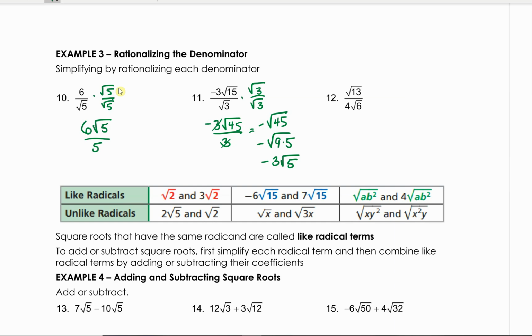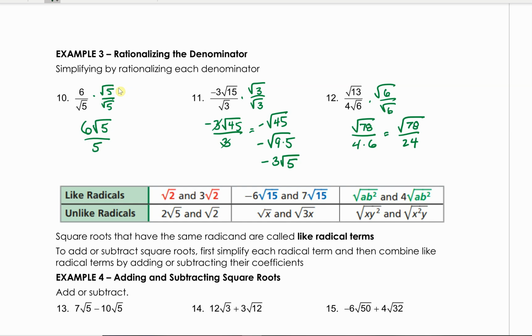All right. Number 12. We have this square root of 6 down there, so I'm going to multiply the top and the bottom by the square root of 6. 13 times 6 is 78. Square root of 78. At the bottom, though, I'm going to get 4 times 6. So I get the square root of 78 divided by 24.